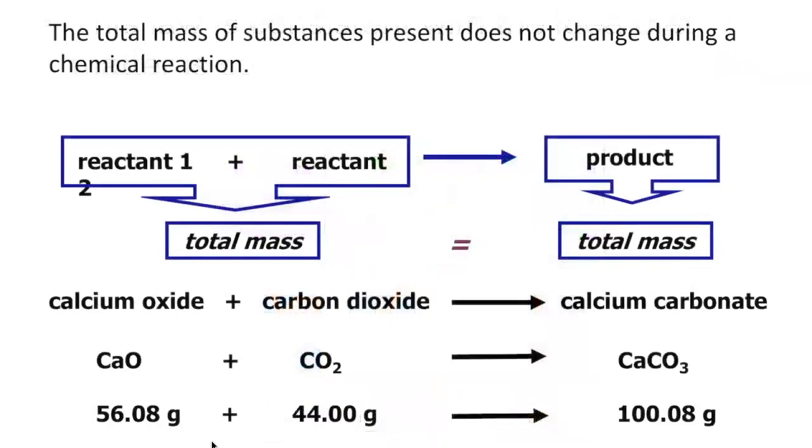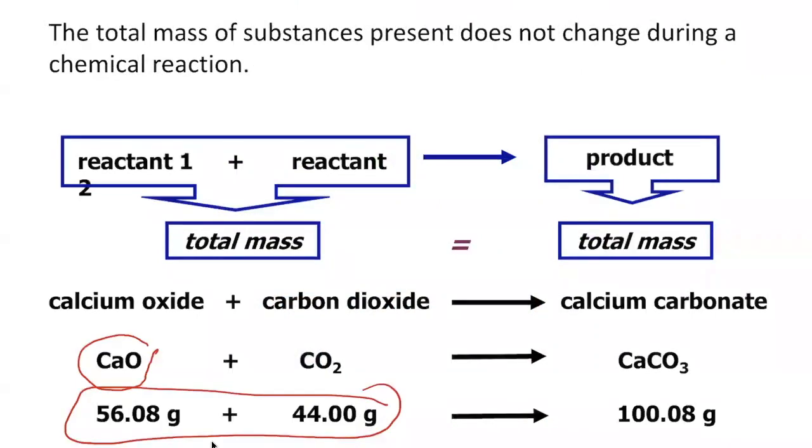Here's another example where we have calcium oxide, 56 grams, and 56.08, and we have carbon dioxide. When these two compounds combine, they are going to form calcium carbonate. If you don't know the amount, all you need to do is add up the two reactants, and that should tell you how much product you're going to have.